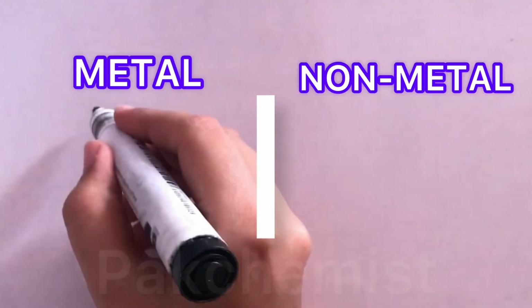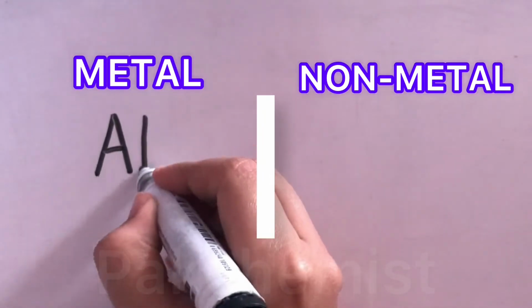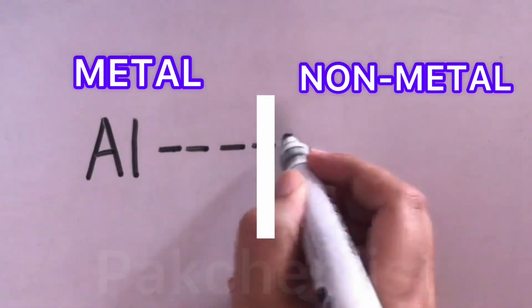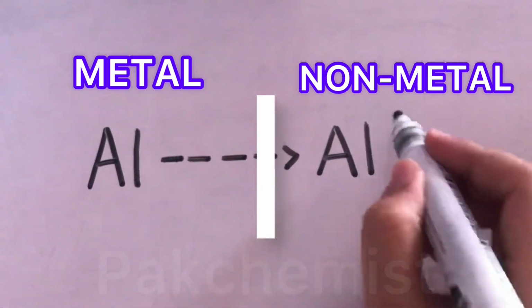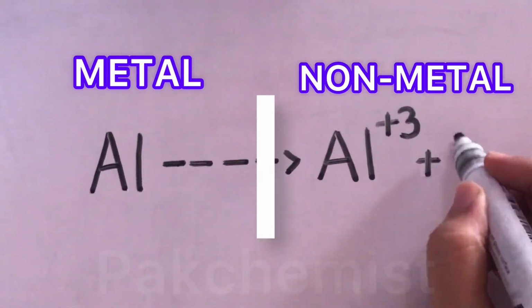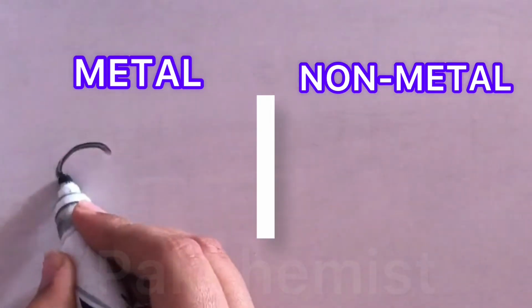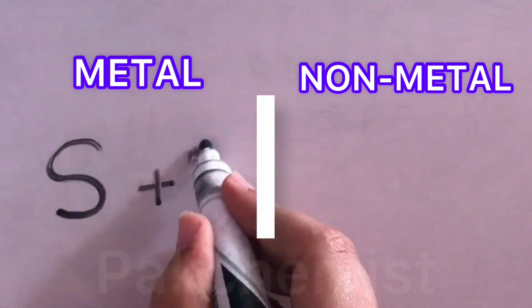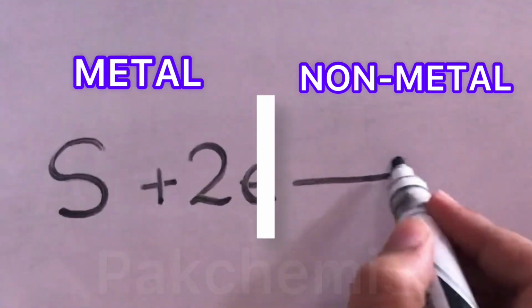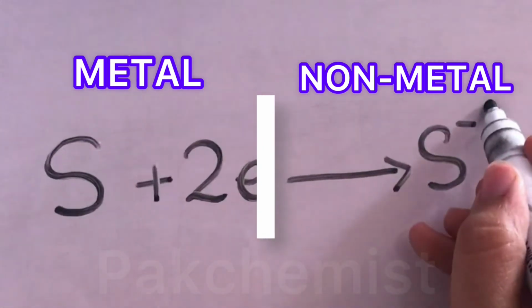So the third property is metals always lose their electrons and form cations, the atoms having the positive charge. And on the other hand, non-metals are those that gain the electron and form anions. It means atoms having negative charges.